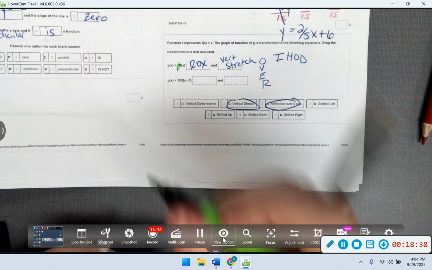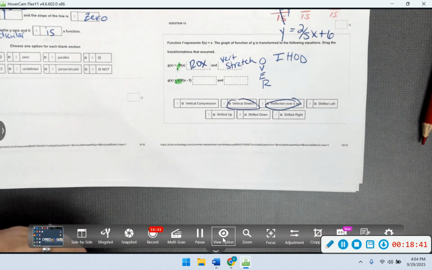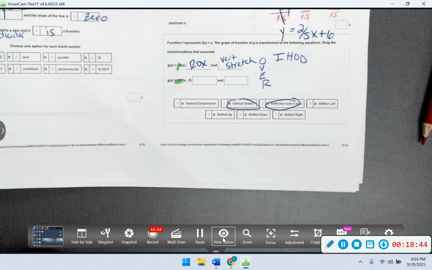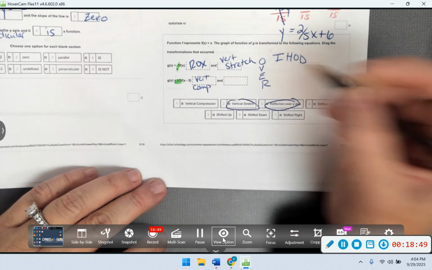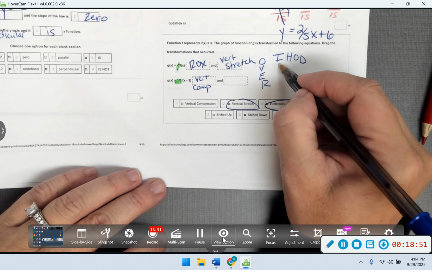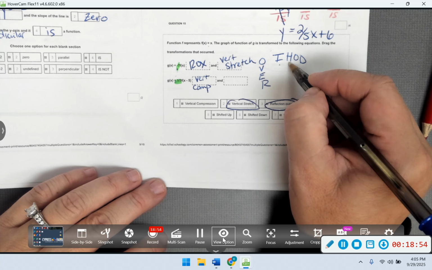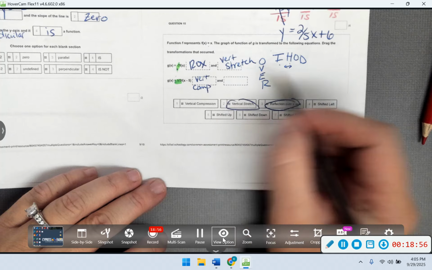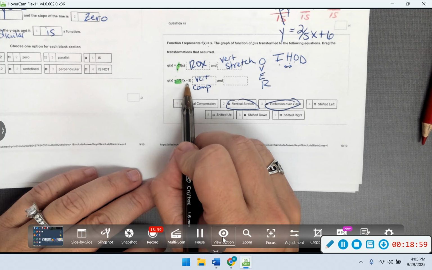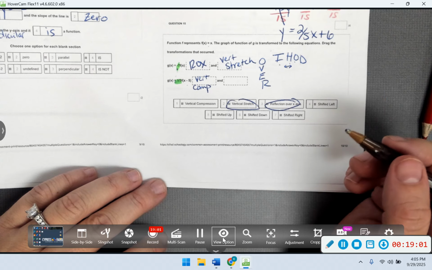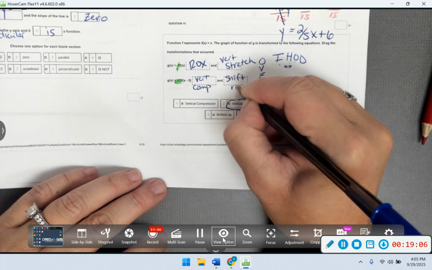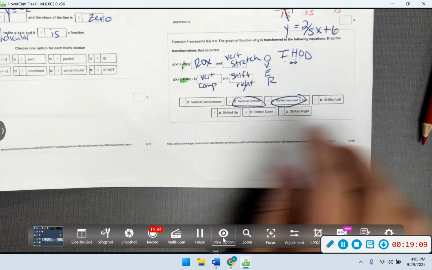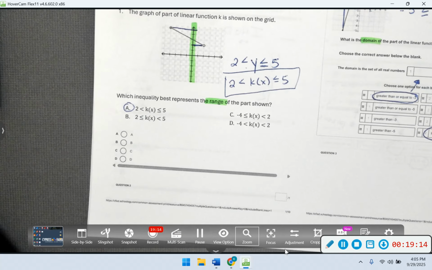Okay, so here we have two things. So again, it's outside, it's vertical, and it's less than 1, so it's going to compress. So this would be a vertical compress. And then inside, if it's inside, it's horizontal, which means left and right. Horizontal goes left and right. It's going to be opposite. So -5 is going to be right 5. So it's going to shift right. So use I hod over on your test tomorrow. Okay, and that's it. Good luck.